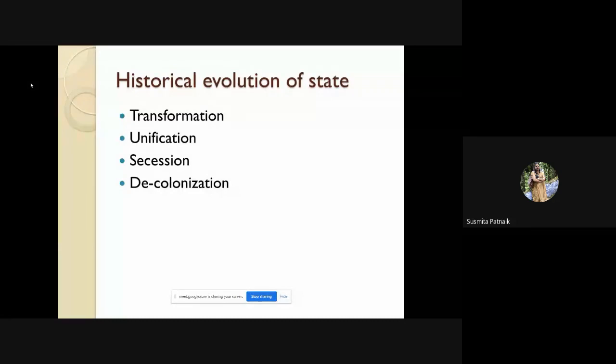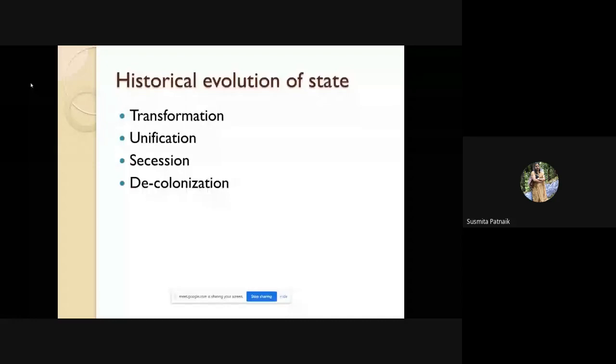So unification and secession are the opposite of one another. Unification means the united efforts of many states to form one state. Secession means the breaking of one big state into a number of states. Okay, and transformation means the political system was transferred from ancient to modern, or from one to another independent entity. That is called the transformation process.